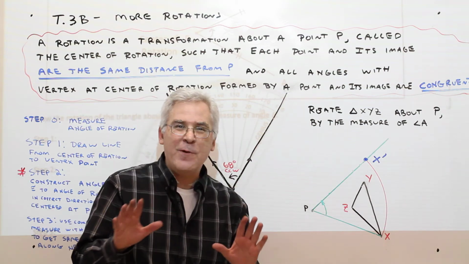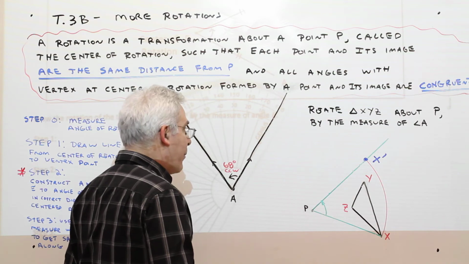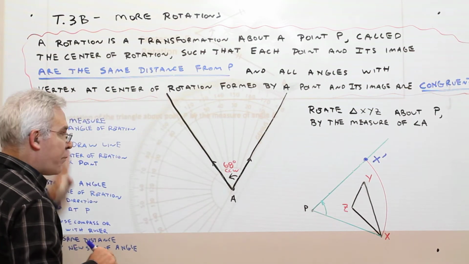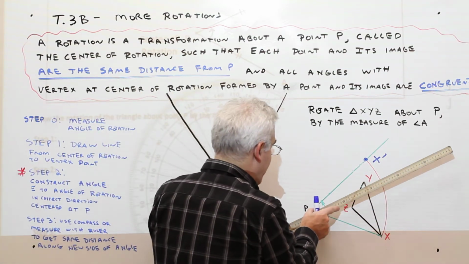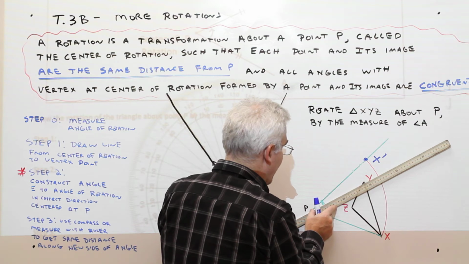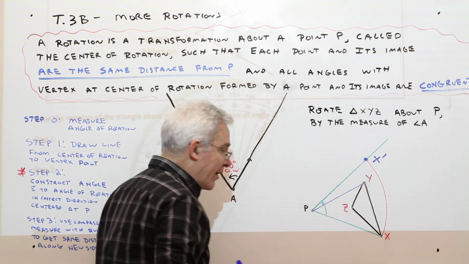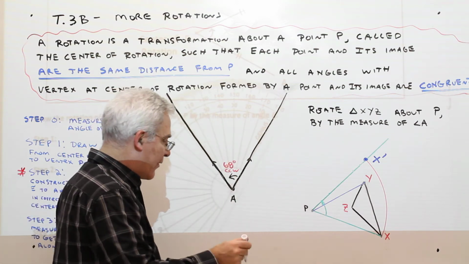What gets confusing here is all the crazy lines. So maybe I'll pick a different color. I'll pick blue. Now I'm going to repeat this process with Y. Everything is referenced from the center of rotation. So now I'm drawing to Y. Now I'm constructing a 68-degree angle with my protractor.